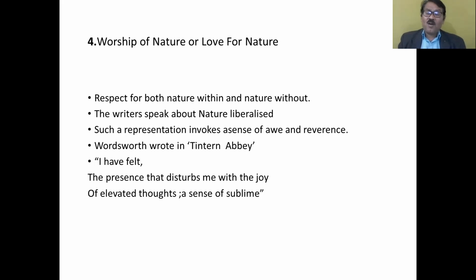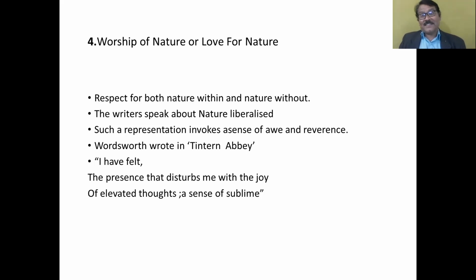Wordsworth called himself the worshipper of nature or the high priest of nature. In Tintern Abbey, he writes, I have felt nature. For him, nature is a joy. For him, nature is a dance. For him, nature is everything. Sister, mother, child, like Lucy. He speaks wonderfully to Dorothy, his sister.